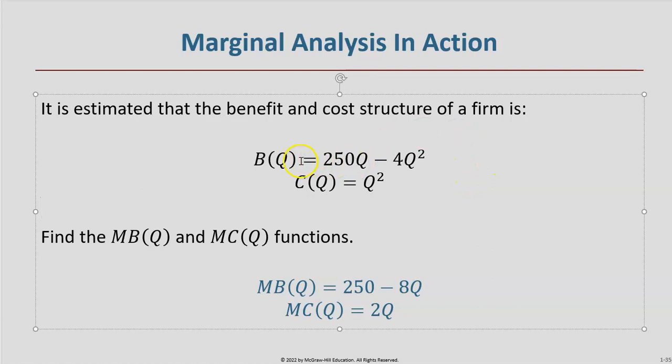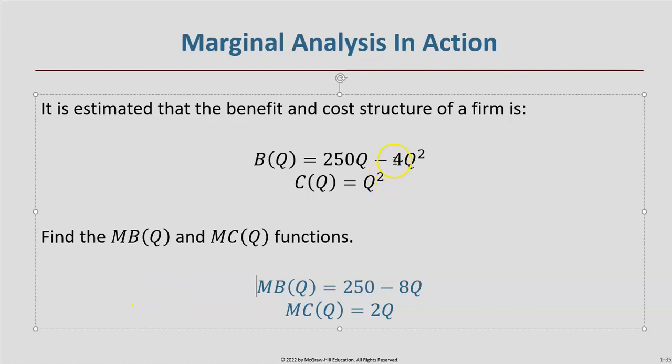Okay, so let's say the benefit of Q is equal to 250Q minus 4Q squared, and then the cost function is just equal to Q squared. So the first thing we do is find the marginal benefit and marginal cost functions. So the marginal benefit function: the first derivative of 250Q, Q raised to the 1 power, is 250 times 1 times Q to the 1 minus 1, so that's just equal to 250.